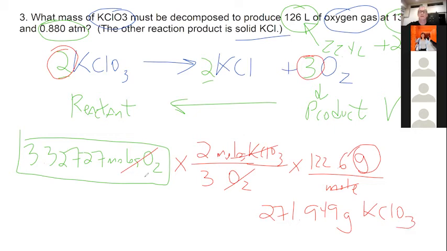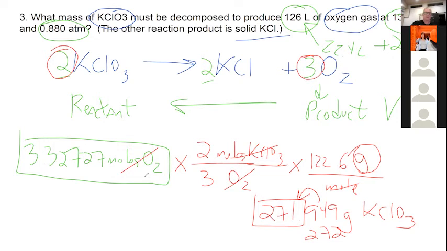So what do we report as our final answer? 3 significant figures, so 272 grams. Right. So the 9, that's bigger than 5, so we round up to 272. Excellent.